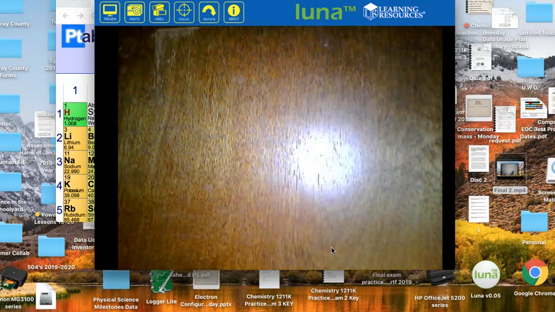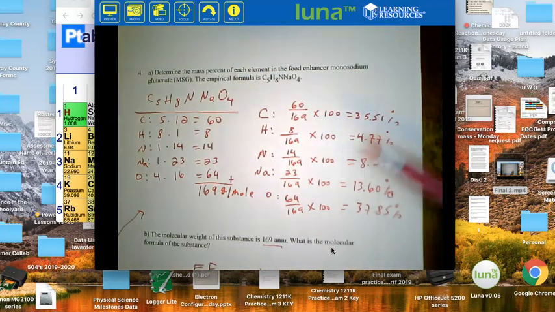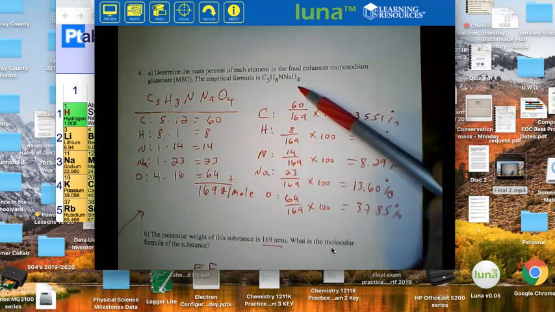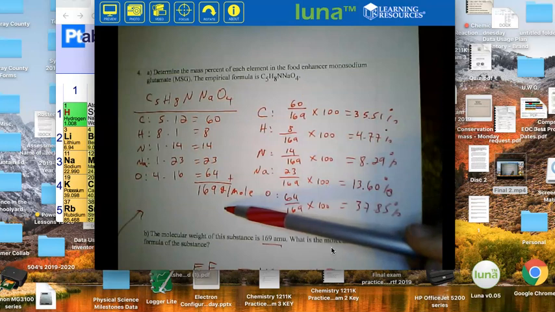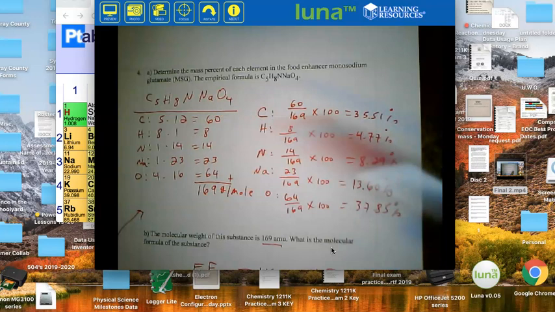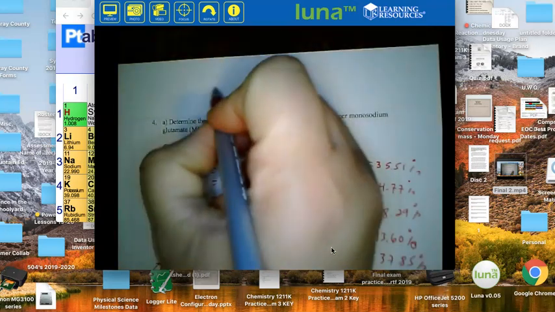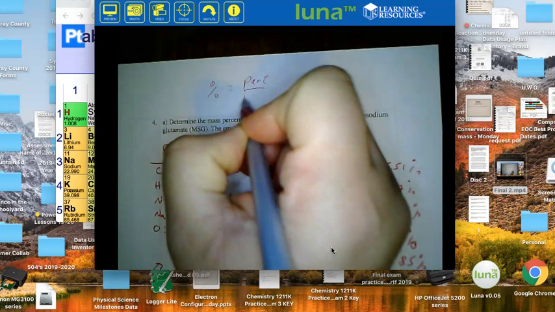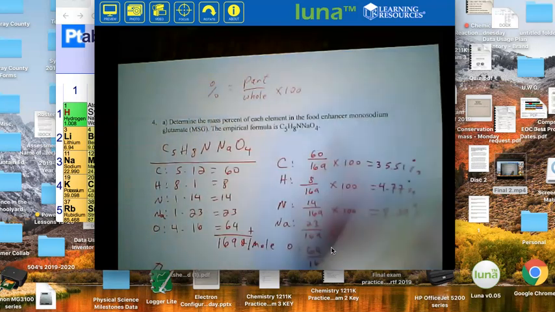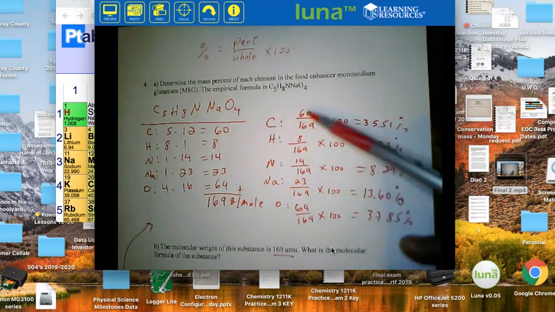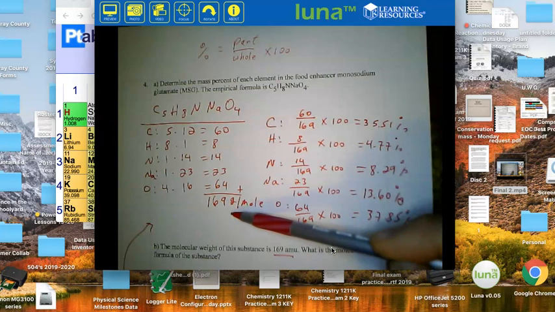All right, number 4. Here it says determine the mass percent of each element of the food enhancer, monosodium glutamate, MSG. Here's the empirical formula. So here I have to find the molar mass of the compound. Once I do that, the mass percent is very easy after that, because mass percent is just equal to part divided by whole times 100. The part is whatever the element's mass is, divided by the whole, that's the entire thing, times 100.